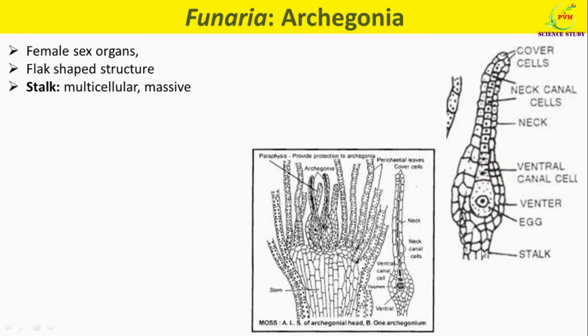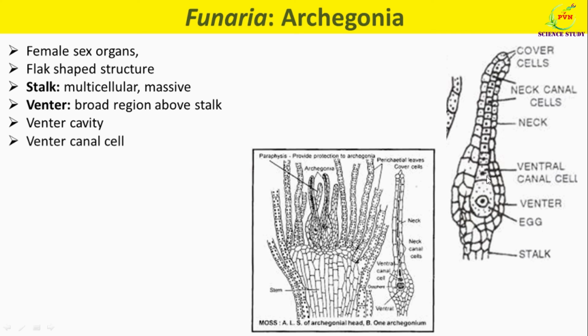As you can see here, the stalk is multicellular and massive. Next to the stalk is the venter. The broad region above the stalk is called the venter. So this is the venter. The venter wall is two cells in thickness and encloses a cavity called the venter cavity. So this is the venter cavity. In this venter cavity, there are two cells. A small ventral canal cell is present towards the neck and a large egg cell is present towards the base.